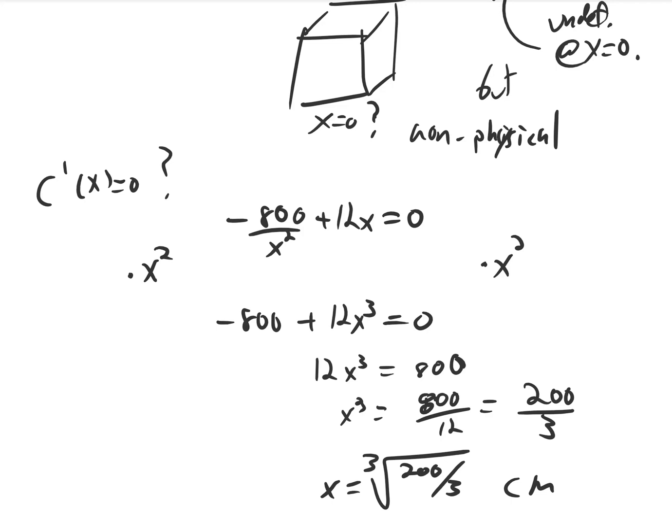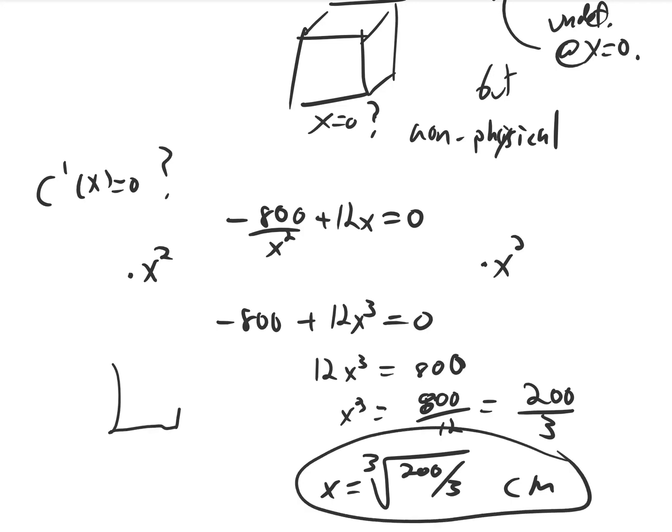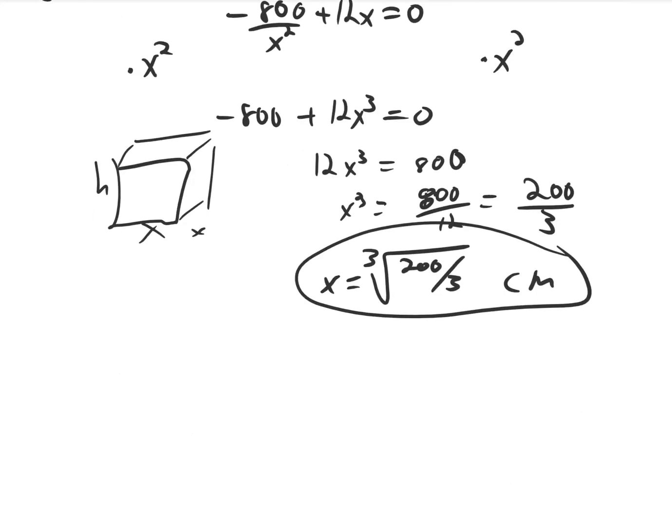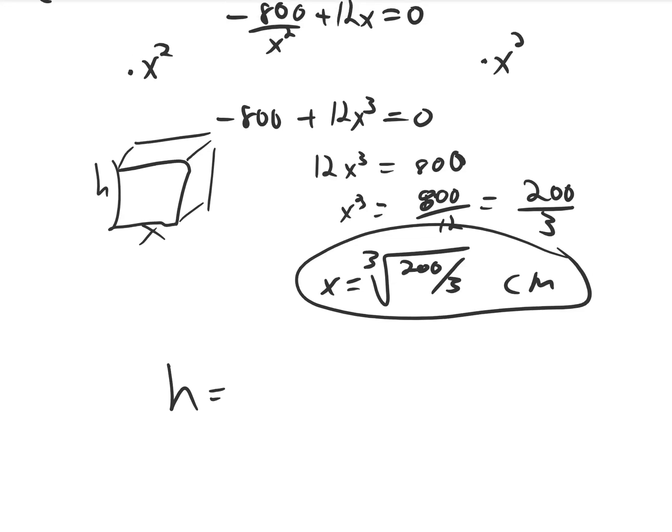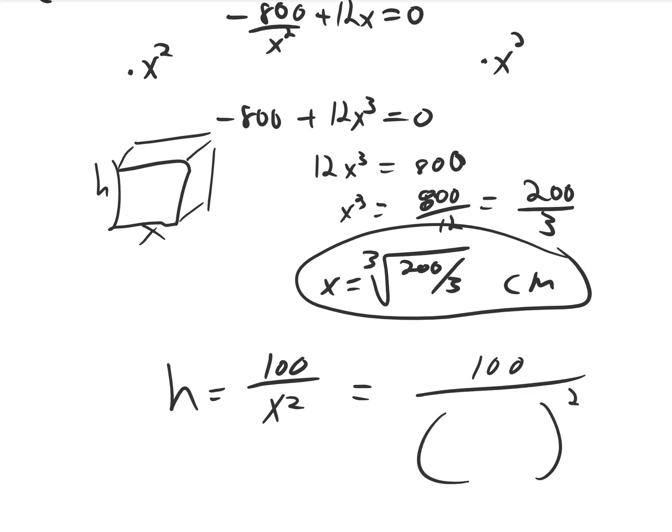And centimeters. All right, but we need the height of the box as well as the base. So we've got our box x, and we also need to know what the height is, but we have a relationship between height and x that we've worked out already. It was h equals 100 over x squared. So now that we have x, we can immediately find h. It's 100 over this whole thing squared.